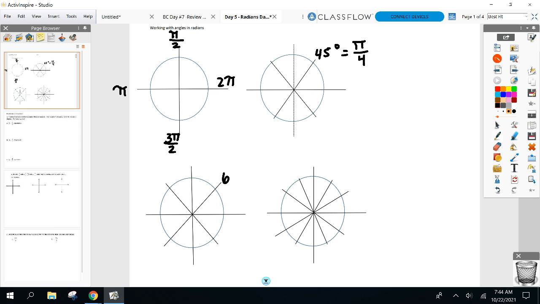60 degrees. Get familiar with it without having to convert. Pi over 3. Pi over 3, 60 degrees. And then the final one is 30 degrees, which I want you to become familiar with, and that's pi over 6. All these that I have on your paper right now, I'd like you to become familiar with without having to convert. If you have to, you have to, but hopefully they just come naturally.